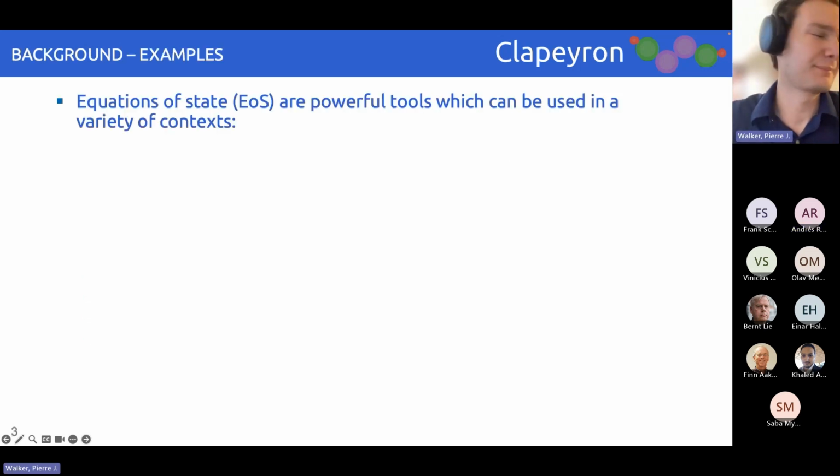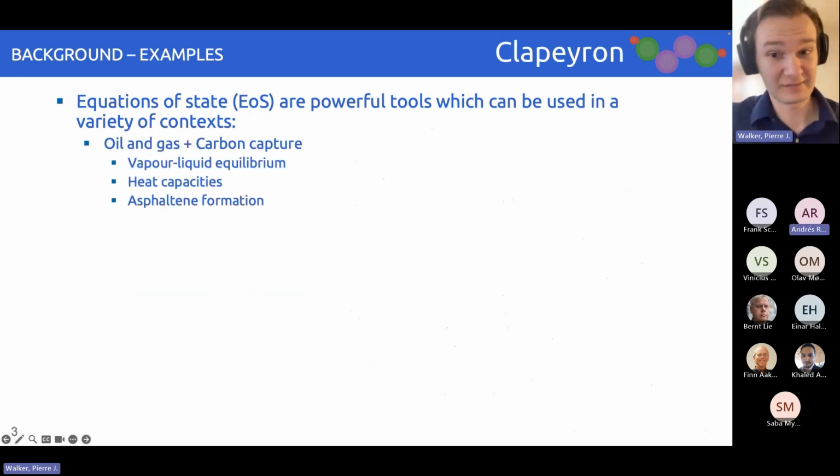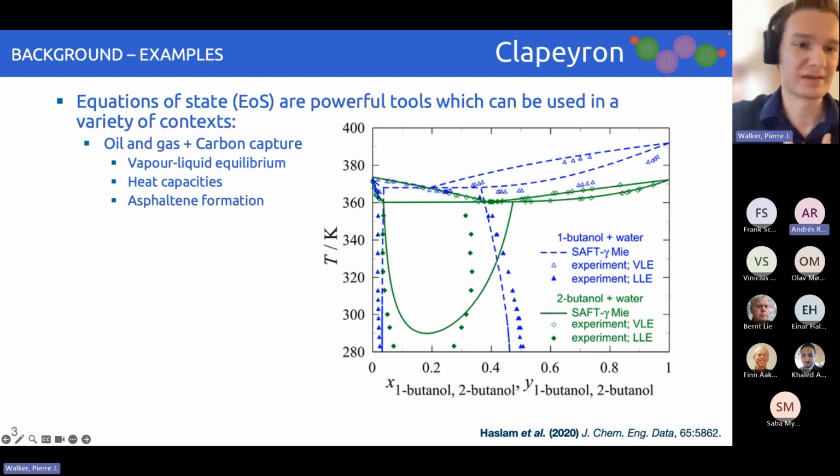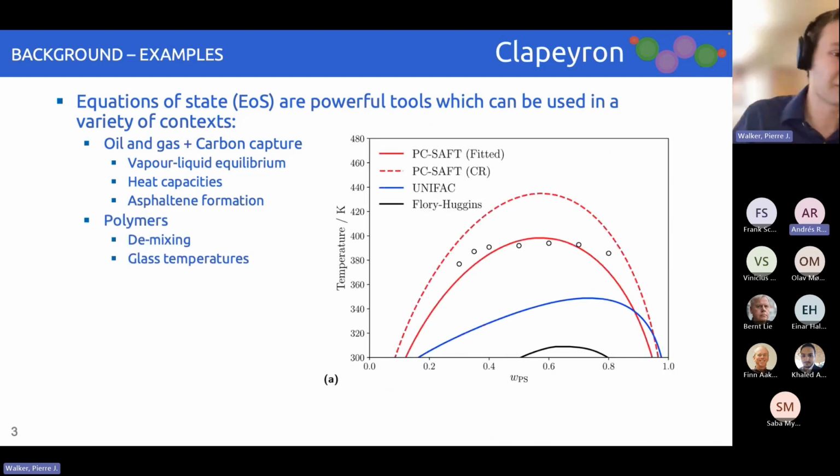Now, as a bit of background as to what equations of state are used for, these models are vital tools within a chemical engineer's arsenal. They have historically been used to model oil and gas systems, with more recent applications involving carbon capture, where people might be interested in modeling the vapor-liquid equilibria, obtaining bulk properties such as heat capacities, or even predicting asphaltene formation. However, more recently, people have used them to model much more complicated systems, such as polymers, where I myself have used it to model polymer demixing.